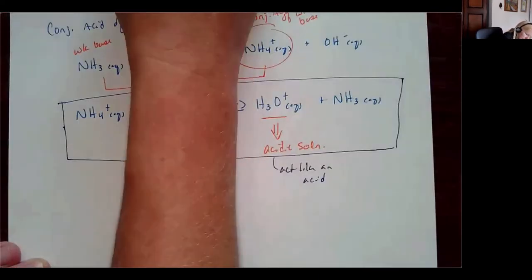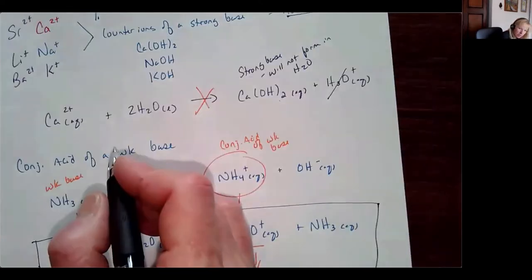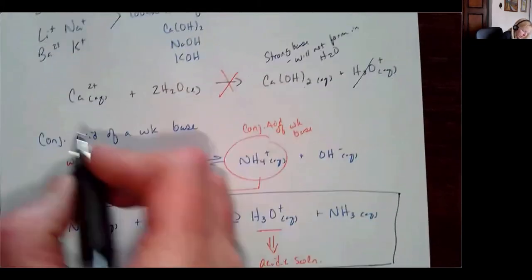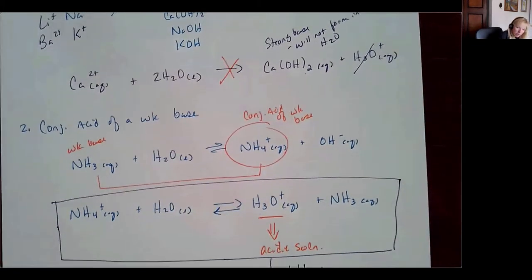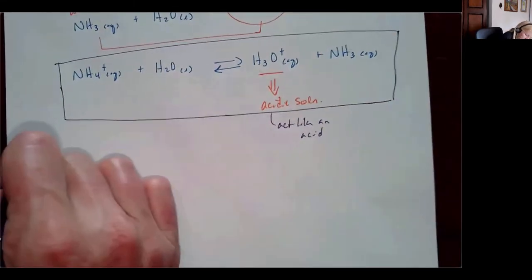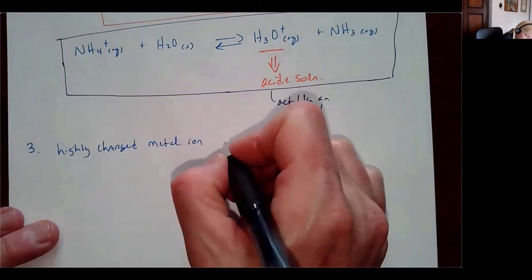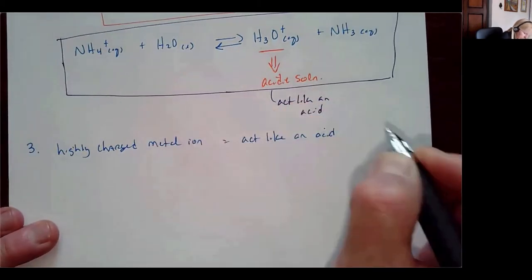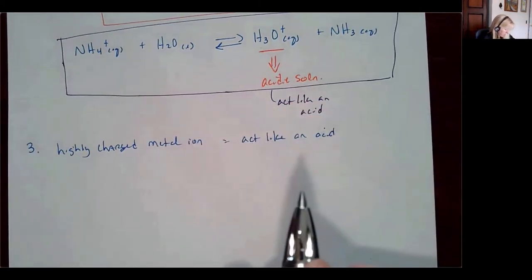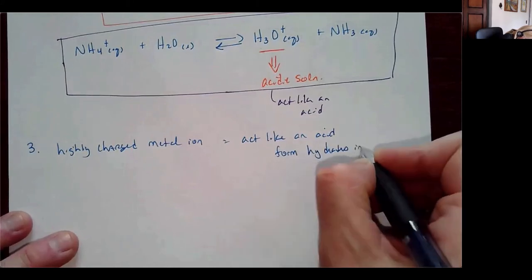So we looked at this first, and that had no effect: my counter ions of a strong base. We looked at the conjugate acid of a weak base, and that's going to make it acidic. And the third thing I'm going to look at is the highly charged metal ion. That's going to act like an acid because it's going to form hydrates in solution.